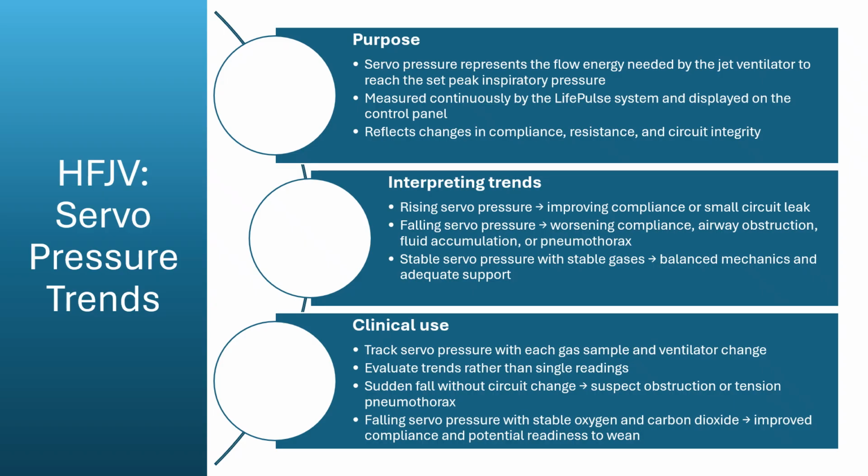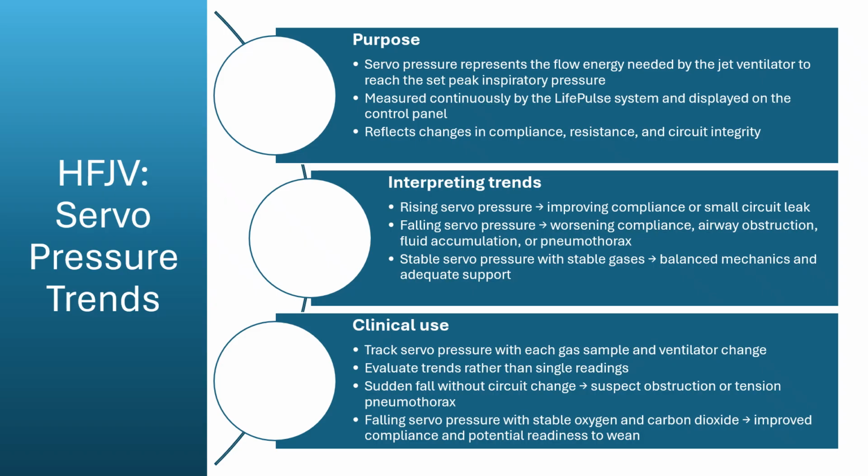This counterintuitive pattern, rising values with improving compliance, reflects that the system no longer needs to compensate for stiffness or resistance. A falling servo pressure, in contrast, indicates increasing resistance or loss of effective volume. Causes include derecruitment, accumulating secretions, endotracheal tube obstruction, or pneumothorax compressing lung tissue. Tracking servo pressure over time provides a dynamic picture of the lung's response to therapy.